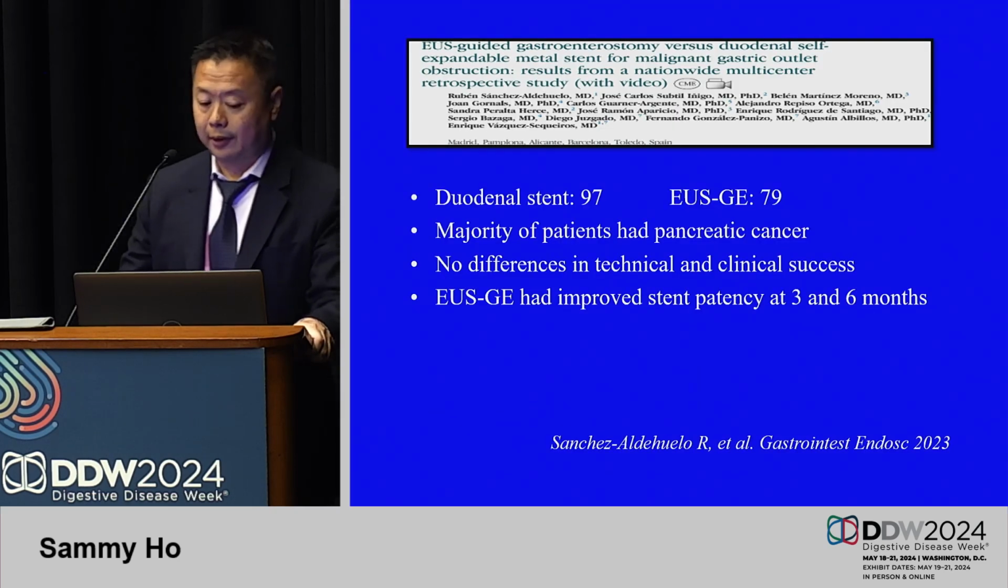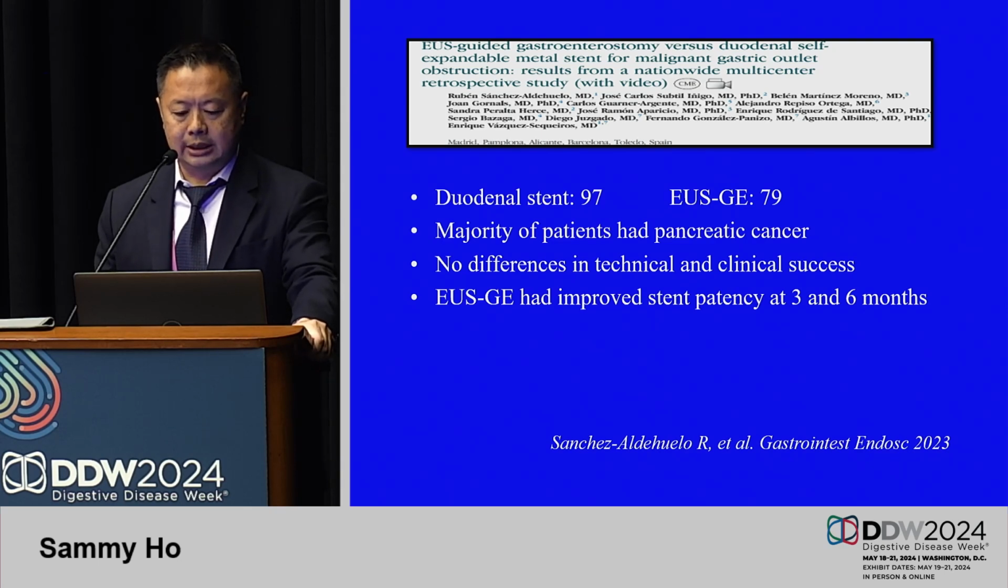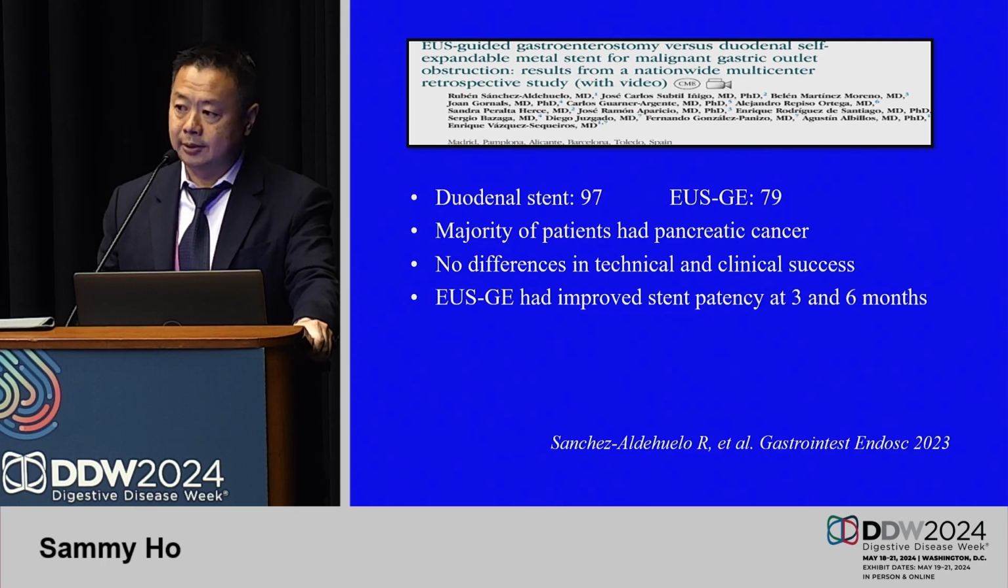Which one is better? Well, comparing luminal stenting with EUS GJ, in this study, most of them were due to pancreatic cancer causing this duodenal obstruction. There were no differences in the technical and clinical success, but the EUS GE had a higher stent patency at 3 to 6 months.